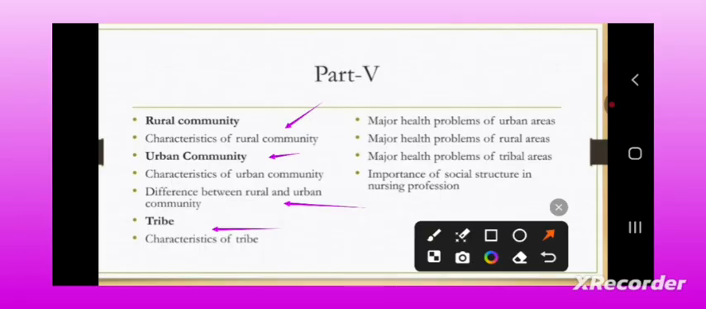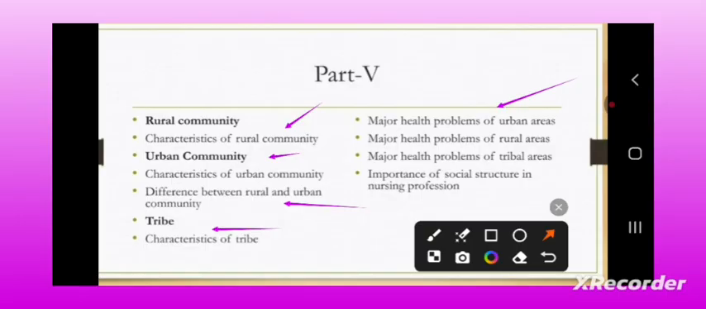Health and professional application. Major health problems of urban areas. These tend to be diseases related to crowding, population, and modern lifestyle. Examples: stress-related disease, hypertension, heart disease, communicable diseases due to density such as tuberculosis and influenza, environmental health issues, respiratory illness from air pollution, accidents, substance abuse, and violence.